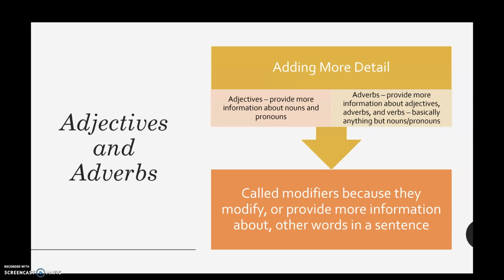And so we often need other words to add more detail, right? So adjectives provide more information about nouns and pronouns. Adverbs provide more information about adjectives, adverbs, and verbs. Basically, anything but nouns and pronouns. And you can think of it that way. Adjectives go with nouns and pronouns, which replace nouns. And adverbs go with verbs and any other modifier. So anything that gives more information. Anything that's not a noun or a pronoun. And they're called modifiers because they modify or provide more information about other words in the sentence.